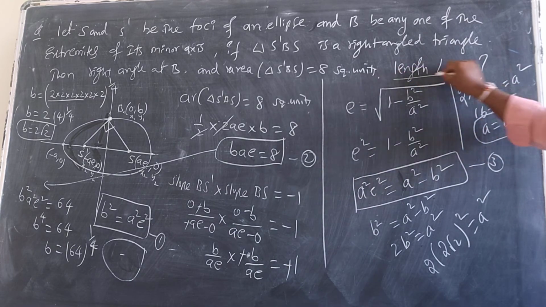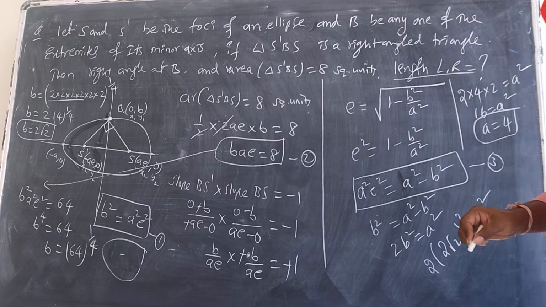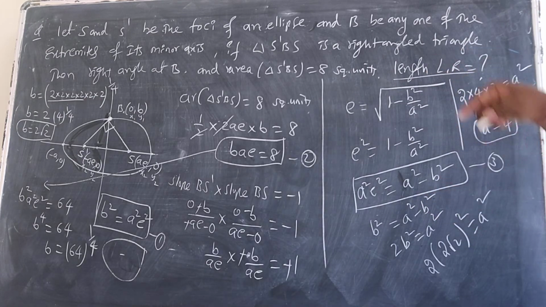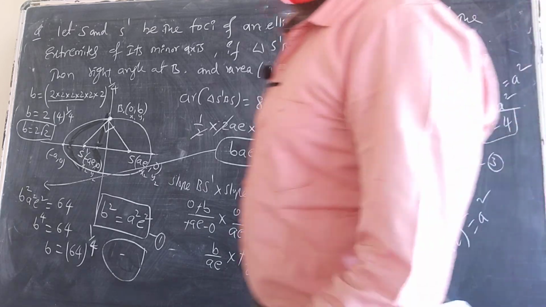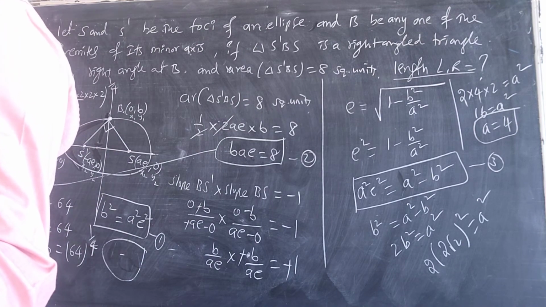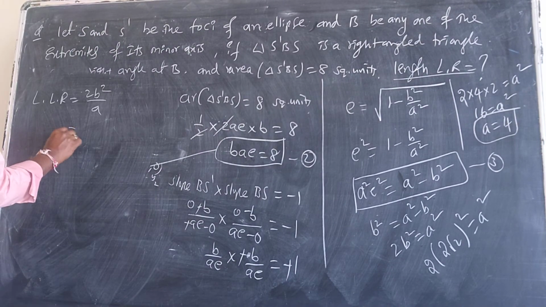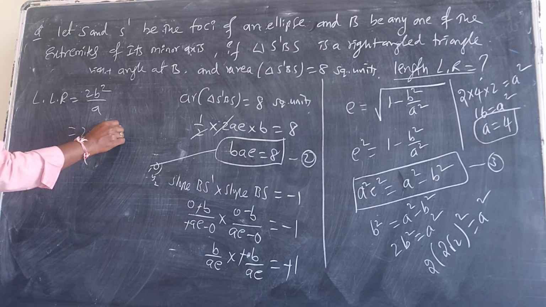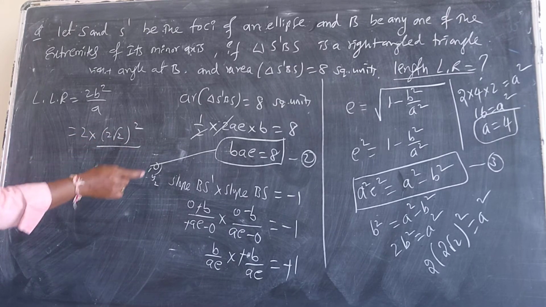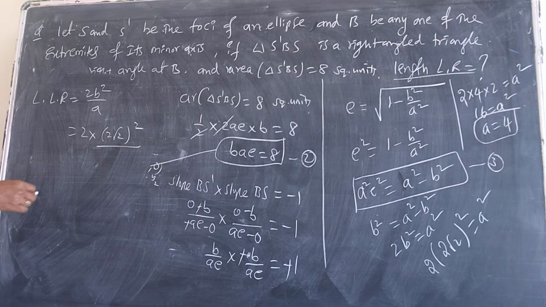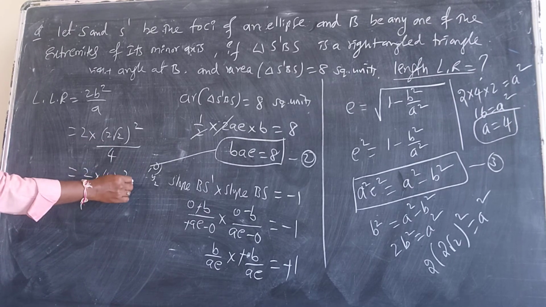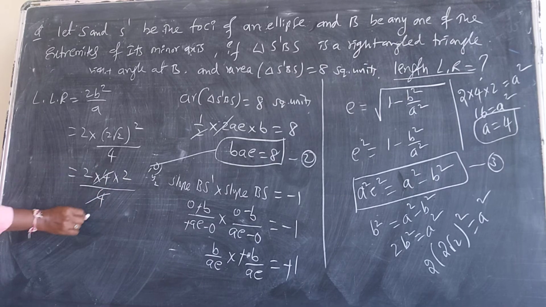It is asking for the length of latus rectum. So what is the length of latus rectum? Length of latus rectum is 2b square by a. That is 2 into b square, meaning 2 root 2 whole square, by a, which is how much? 4, na? a is 4. So I get 2 into 2 square value 4, into 2, divided by 4. So cancel, the answer is 4. Length of latus rectum is 4.